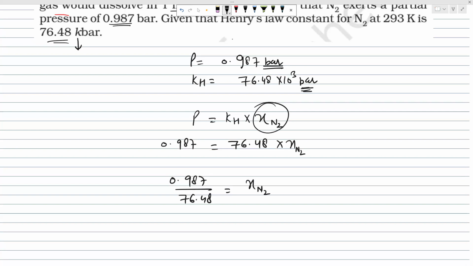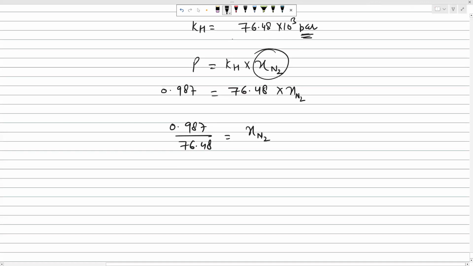Now what you are going to do here is find the number of moles. So the number of moles of N2, this is the mole fraction of N2. This value is already in decimals, and you are going to divide it by 76. This value is going to give you 0.00 something. This is very, very less in comparison to the number of moles of water.